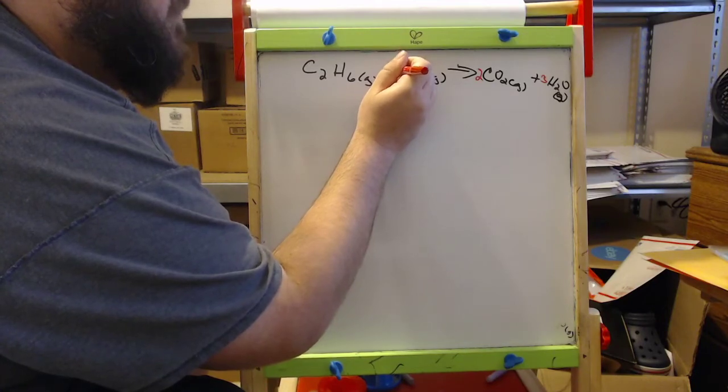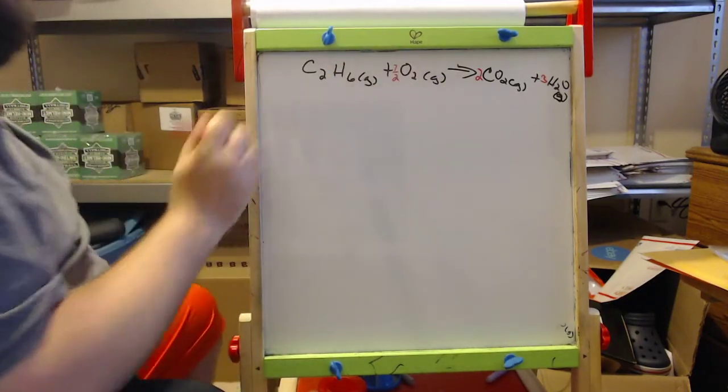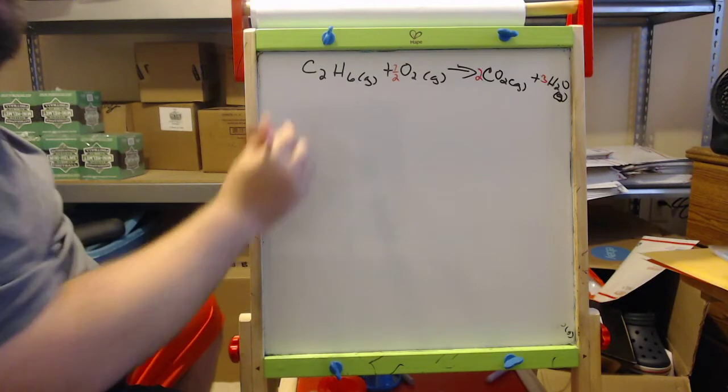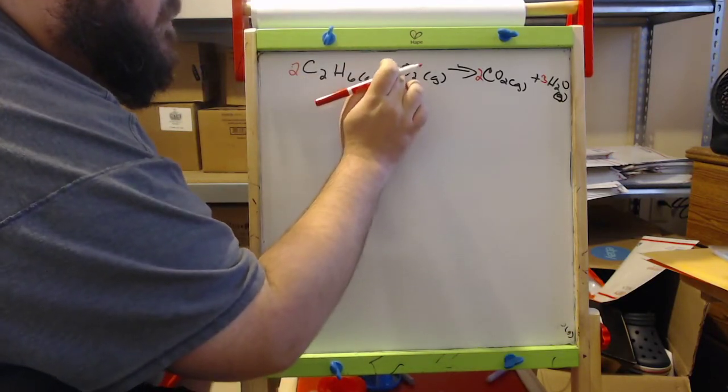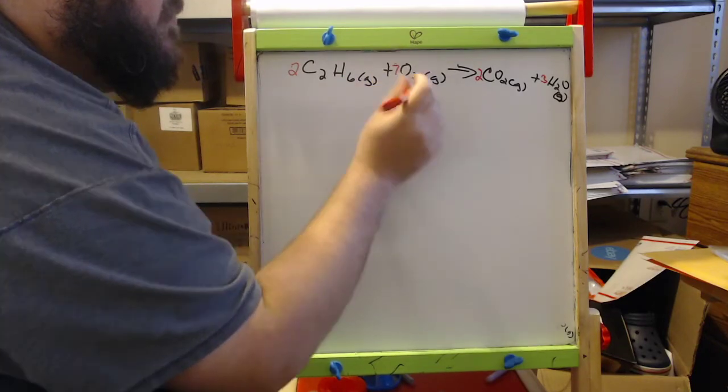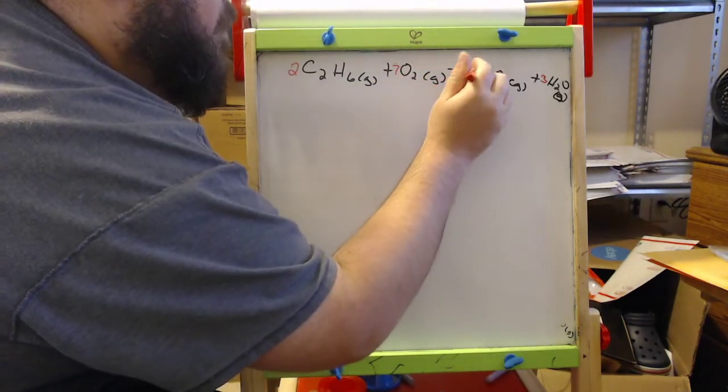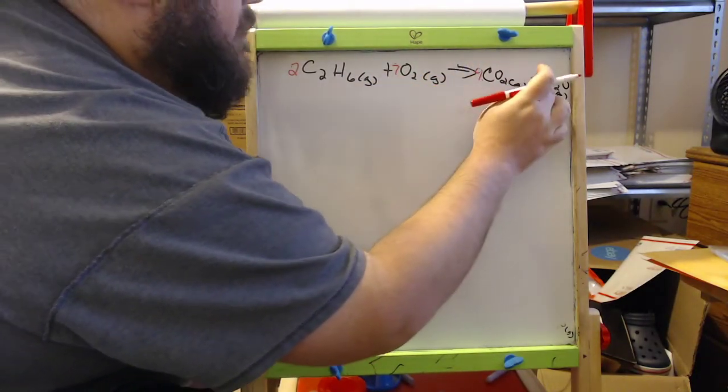But then we're going to double everything, just like we did in the last example. So this is actually going to become a 2. This will become a 7. This will become a 4. And this will become a 6.